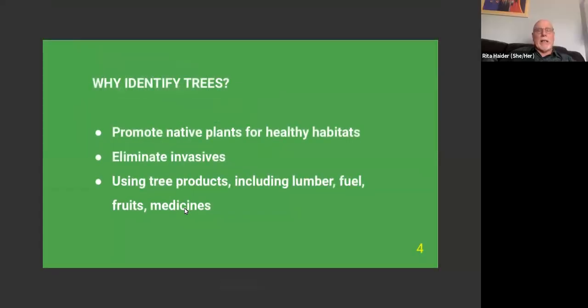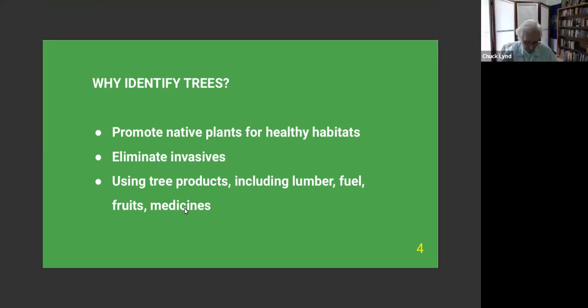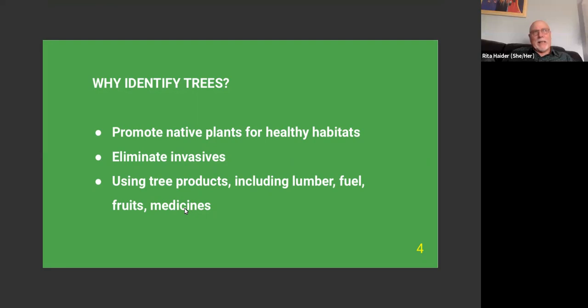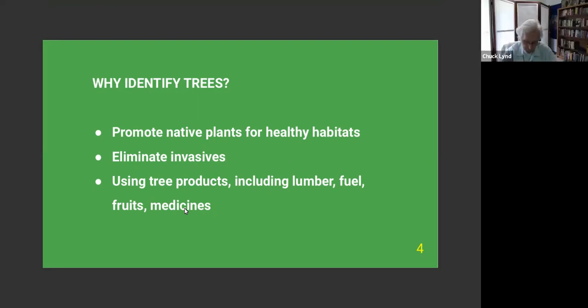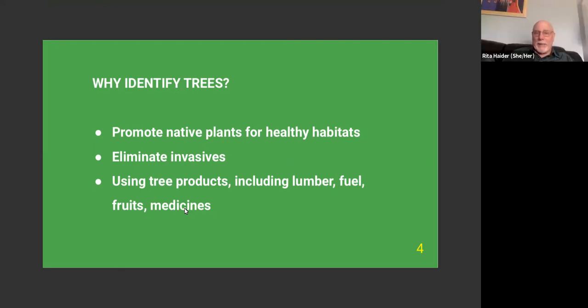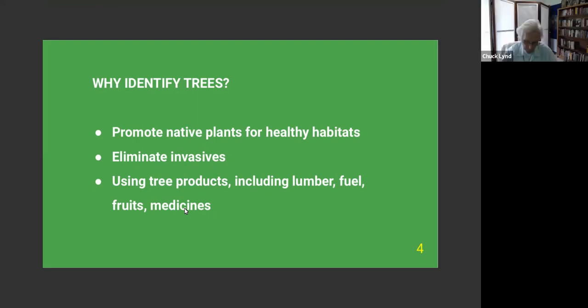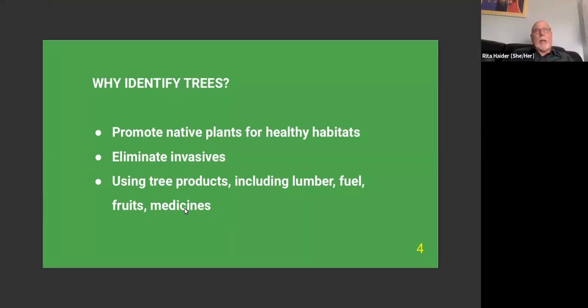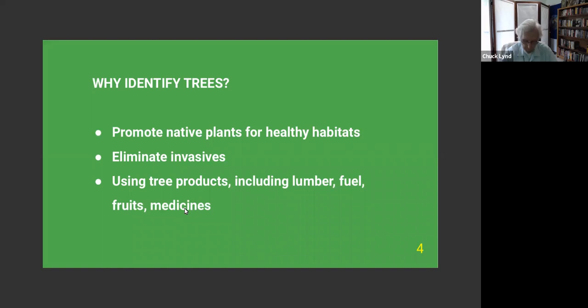So why do we care about identifying trees? First of all, you can promote native plants for healthy habitats. I know that a lot of people in Simply Living I'm sure they all care about the environment, and if you want to have it healthy, it helps to have the proper plants that'll do well here. You'd like to be able to eliminate invasives. You have to know which are which. And if you're using tree products, all of us do at some level, you want to know the difference between maple and oak, et cetera. You want to know in terms of not just lumber, but fuel, fruits and medicines. You want to know which tree is which.